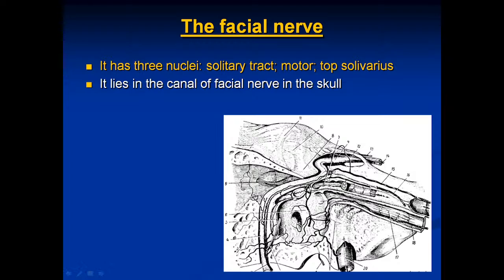Next, mixed nerve, facial nerve, the seventh pair of the cranial nerves. It has 3 nuclei: solitary tract, motor, and superior salivatory. You know this information. It lies in the facial canal in the skull. This is the facial canal with the facial nerve located in the facial canal of the skull.